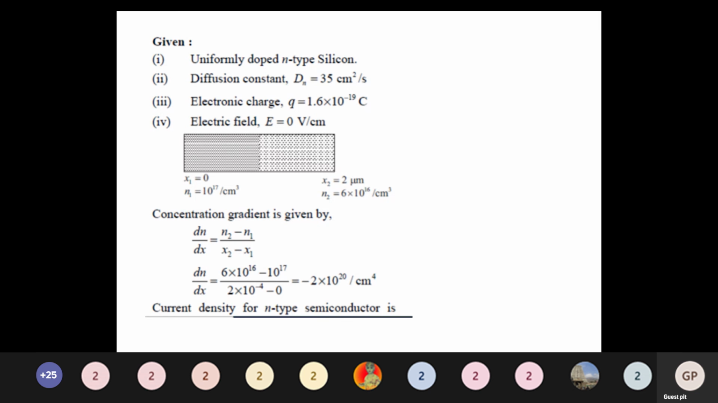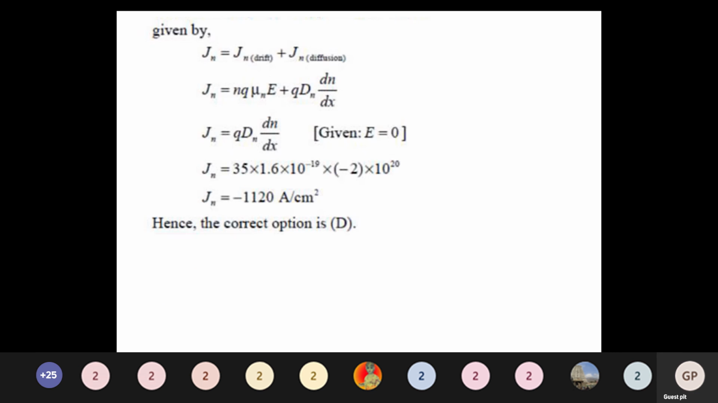So dN by dx is equal to n2 minus n1 divided by x2 minus x1. That is the formula. Simply we substitute everything, and so we get the dN by dx. To find the current density, we need dN by dx, so for that we found the dN by dx.